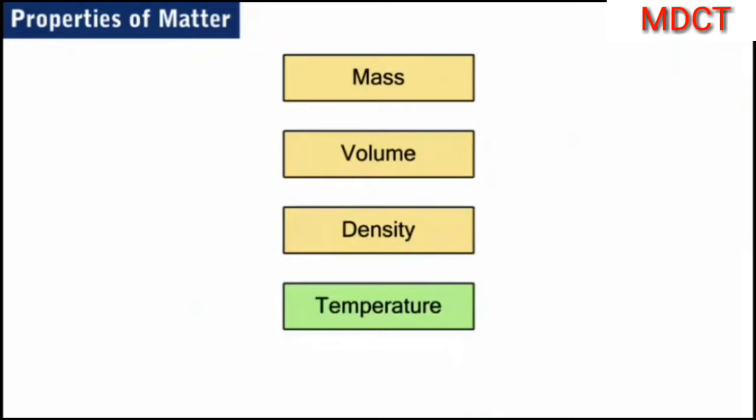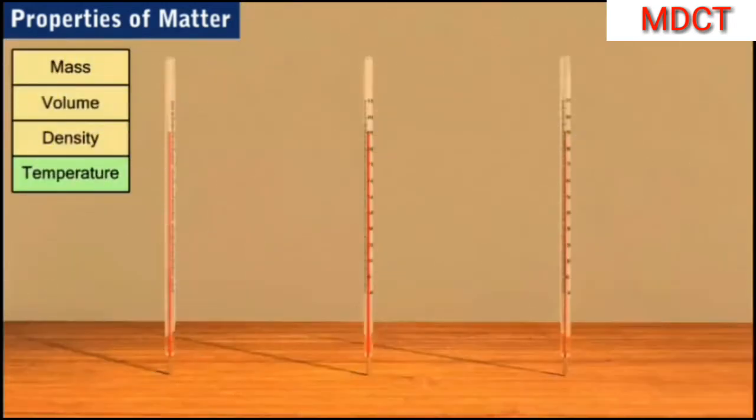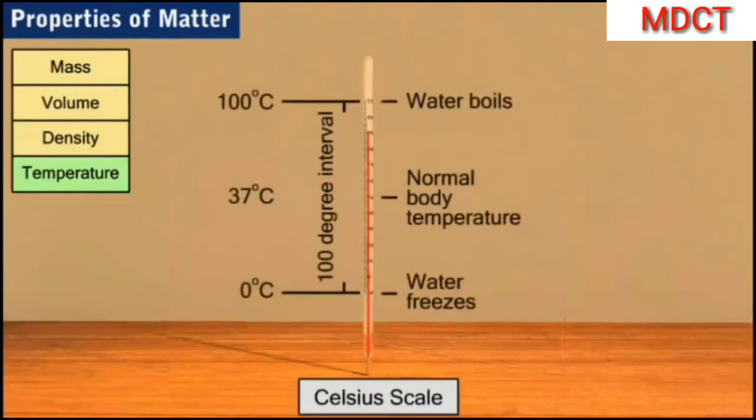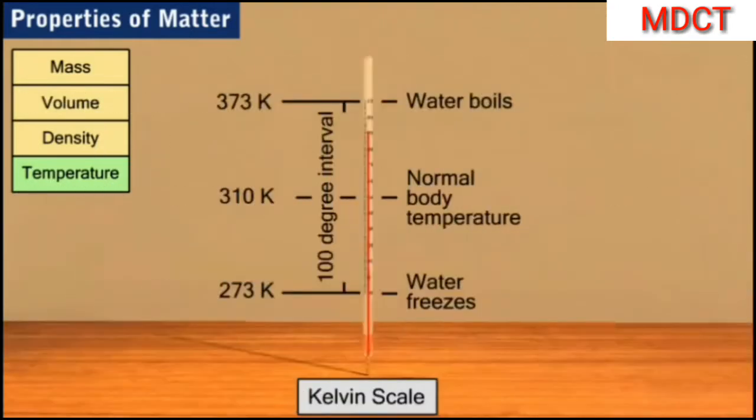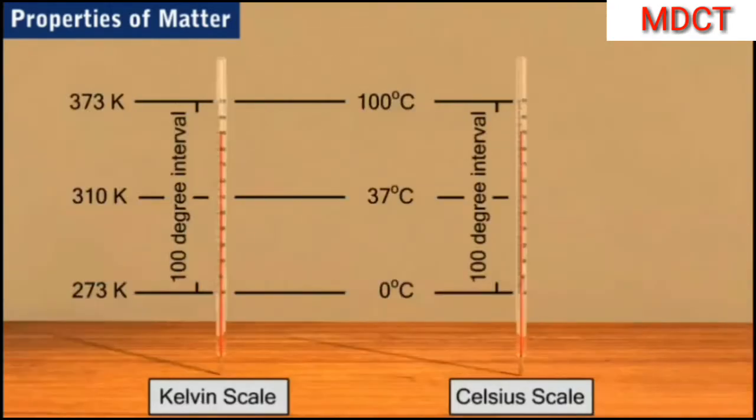Finally, let's look at temperature. There are 3 scales used to measure temperature: degree Celsius, degree Fahrenheit, and Kelvin. The Celsius scale is the most common unit for temperature, and we learned that the SI unit for temperature is Kelvin. So let's see how the two scales are related.